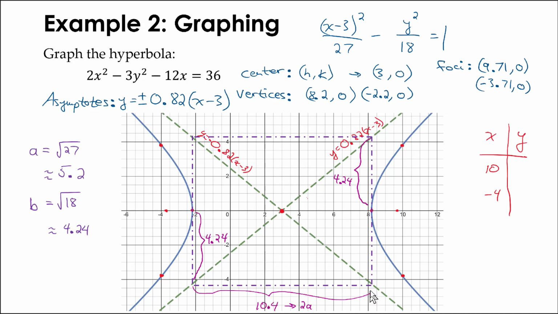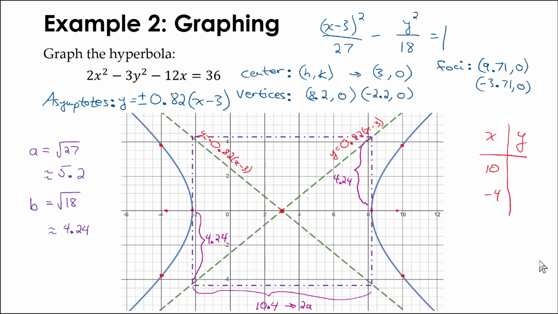The corners of this rectangle are going to be where my asymptote lies. My slant asymptotes are going to go right through the corners of this rectangle every single time. So that's a good, easy way for us to graph our slant asymptotes, especially when I have a slope of 0.82. That's kind of hard to graph. So this little trick helps us to accurately graph that slant asymptote using this little rectangle.